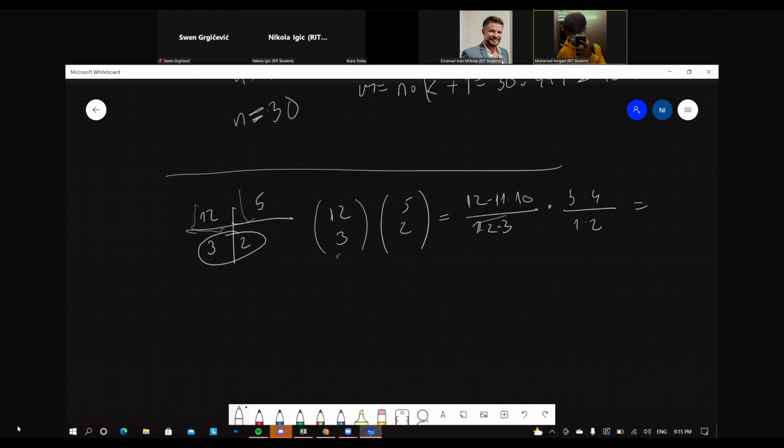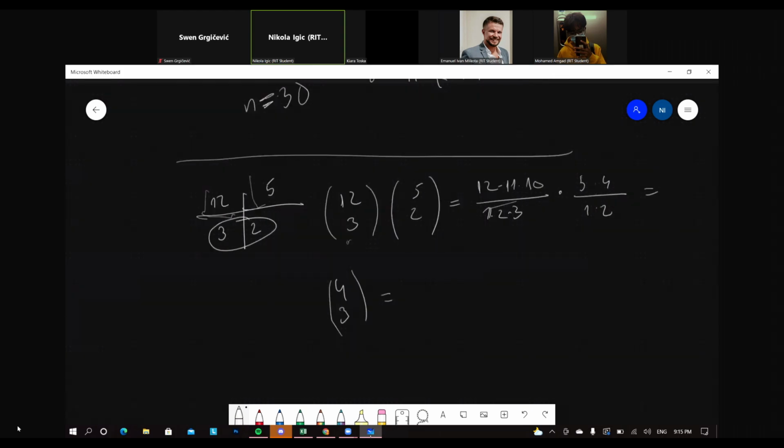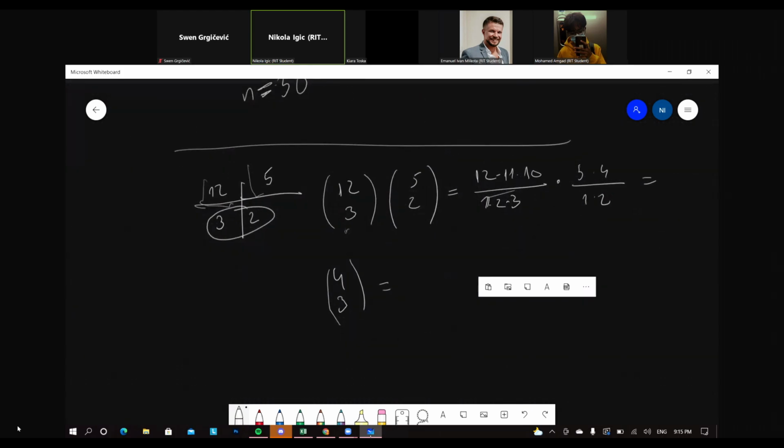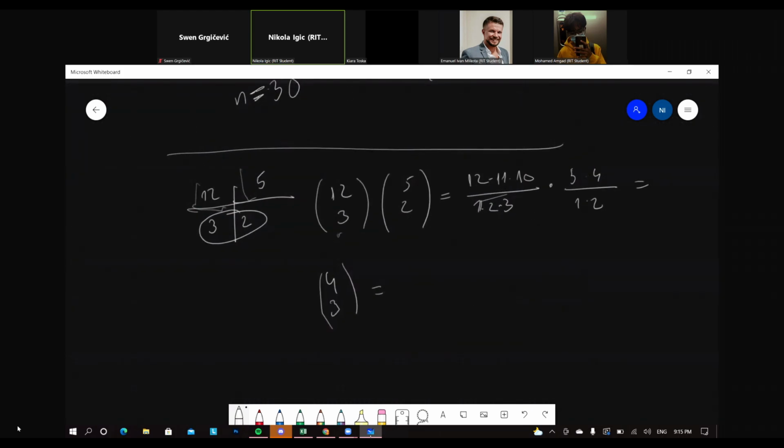Okay, how would you write 4, 3? 4, 3, 2 over 3, 2, 1. And how would you just write 4, 3? Oh, okay, yeah, you said 4, 3, 2, 1, 2, 3. Yeah, you're perfectly correct. So you're doing the same thing here. Do you understand? Yeah. Thanks. No problem.